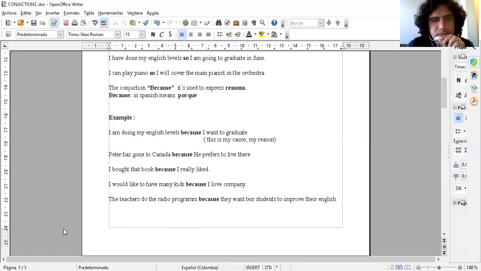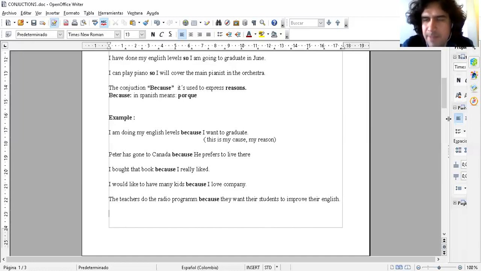Razón, ¿listo? I would like to have many kids because I love company. Me gustaría tener muchos niños porque amo la compañía, okay? And the last one, the teachers do the radio program because they want their students to improve their English. Los profesores hacen el programa de radio porque quieren que sus estudiantes, my mistake, ahí lo corrijo, sus estudiantes mejoren su inglés, improve their English.